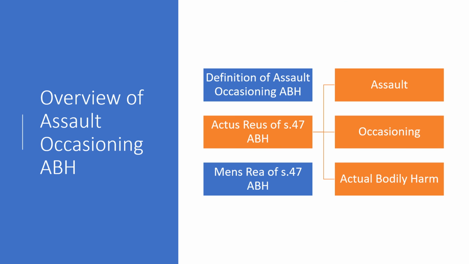And that's it. So we've now dealt with the definition of ABH. We broke down the actus reus elements and the good news, bad news situation of the mens rea for section 47 ABH, in that we just need the mens rea for assault or battery.